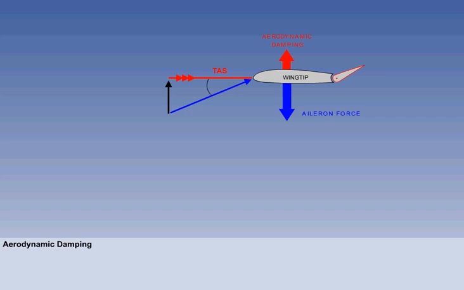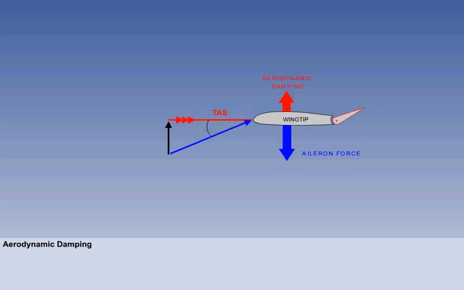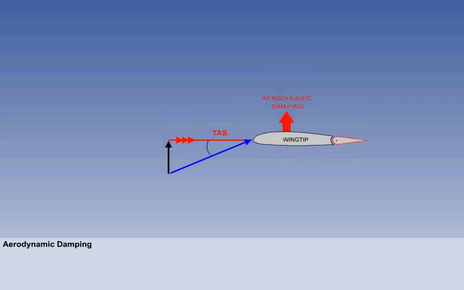The angle between the TAS vector and the effective airflow vector is the change in effective angle of attack. This increase in effective angle of attack on the downgoing wing generates an up-force called aerodynamic damping. Aerodynamic damping reduces the rate of roll. When the aircraft stops rolling, there is no longer any aerodynamic damping.